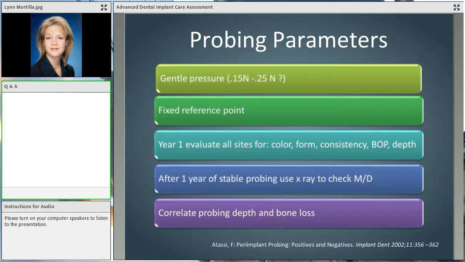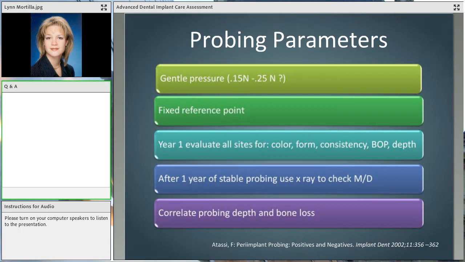What are some of the parameters that you should follow? A gentle probing pressure using a fixed probing point. The first year after restoration, we want to evaluate all sites for color, form, consistency, bleeding, and depth. After a year of stable probing that hasn't changed, it's acceptable to use x-rays to look at the mesial and distal levels. We always want to correlate probing depth and bone loss.